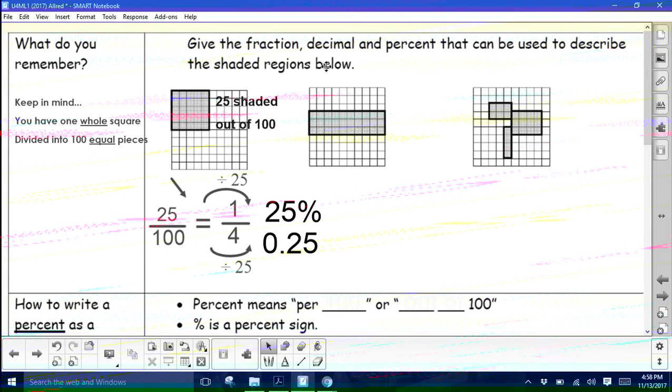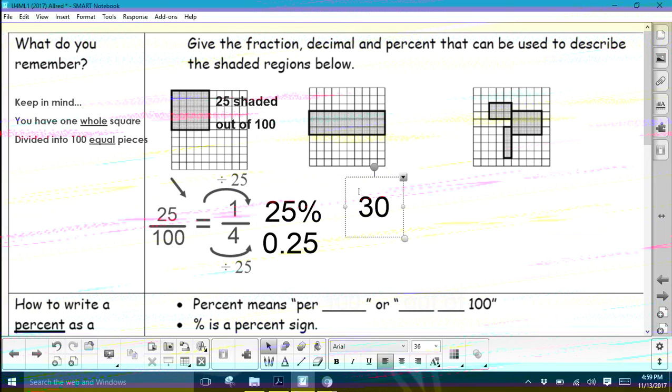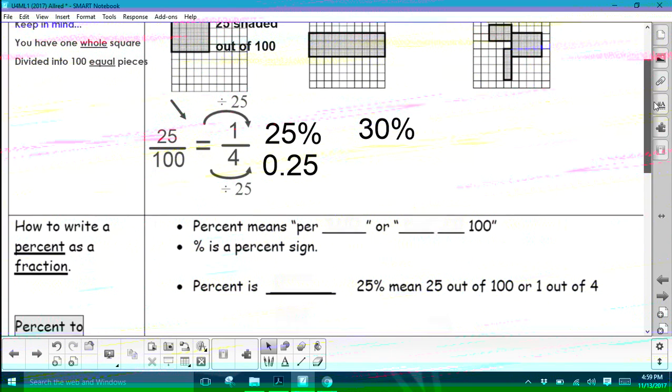I want you to tell Edpuzzle what you think the percentage of the second grid is right here. And then we're going to save the third grid for later. Tell Edpuzzle what you think. Awesome job. I hope that you found that it was 30% of the grid. Excellent job.